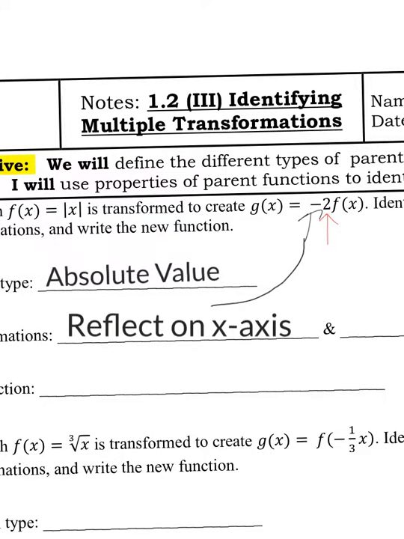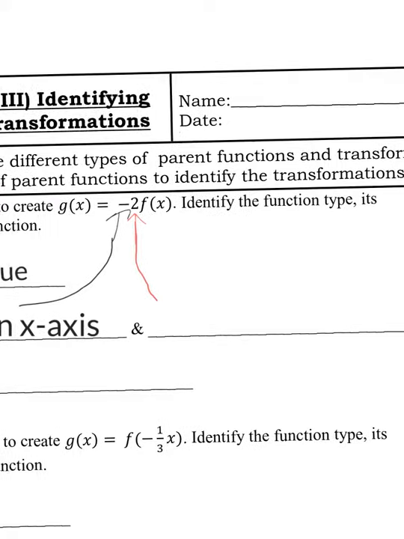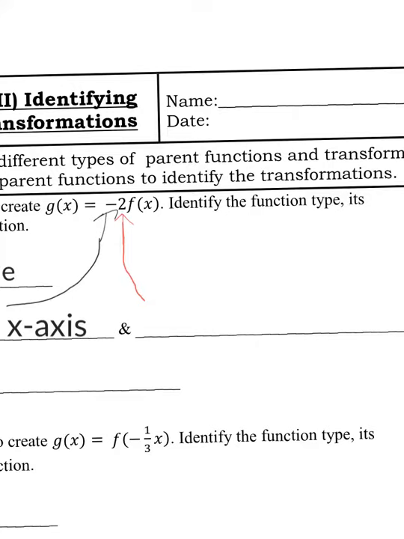Alright, so now that we've identified what that negative is doing, let's identify what that 2 is doing. So you're multiplying a 2 on the outside. So by definition, when you multiply a number on the outside, it's either going to vertically stretch or vertically compress. If it's bigger than 1, it'll vertically stretch. If it's smaller than 1, it'll vertically compress. 2 is bigger than 1, so it'll vertically stretch. And so we just point out that it's a vertical stretch by a factor of 2. If it's vertical stretch or compression, you just use the number on the outside. Remember, if it's horizontal stretch or compression, that number's on the inside and you flip it.